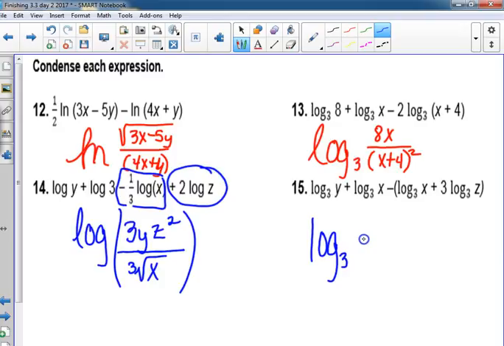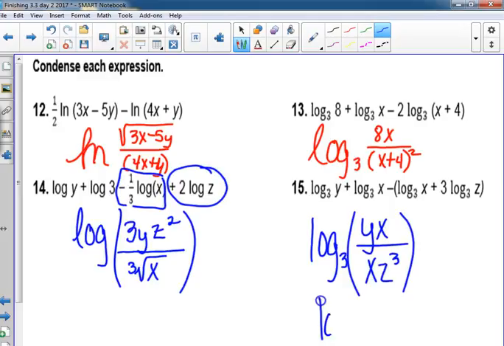What does plus become? There we go. Over what again? Oh, that's weird. Because that really simplifies, right? Because right here, log base 3 of x minus log base 3 of x, those are going to drop out. I probably on a quiz would have had a different letter there so that it didn't confuse you. But this one would be y over z cubed if we really wanted to simplify it down.